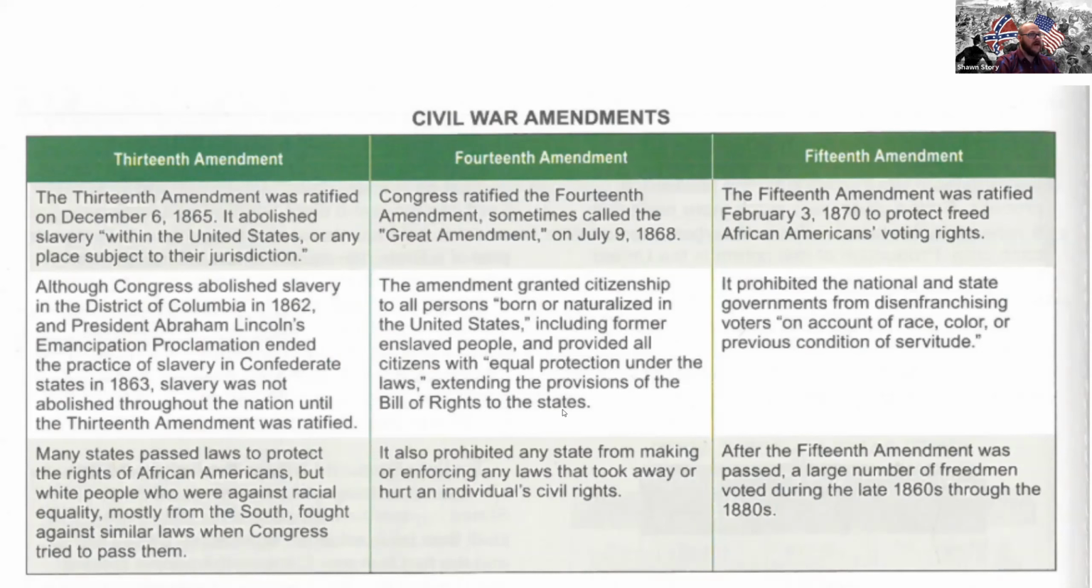So now it's like, nope, all people are now American citizens, US citizens, including these people that are African Americans. They are Americans and they have the same rights that we talked about under the US Constitution: freedom of speech, freedom of press, freedom of religion, unlawful searches and seizures, all of those amendments in the Bill of Rights, the first 10 amendments, everyone has access to those. That it's constitutional and that everyone has those rights. It also prohibited any states from making or enforcing any laws that took away or hurt an individual's civil rights. So we're really starting to talk about the civil rights.